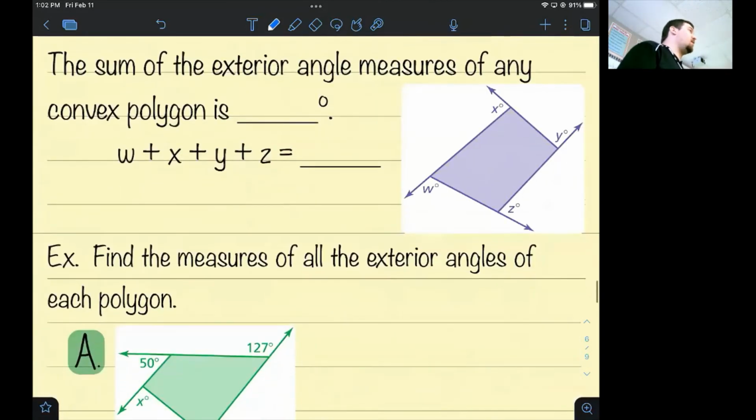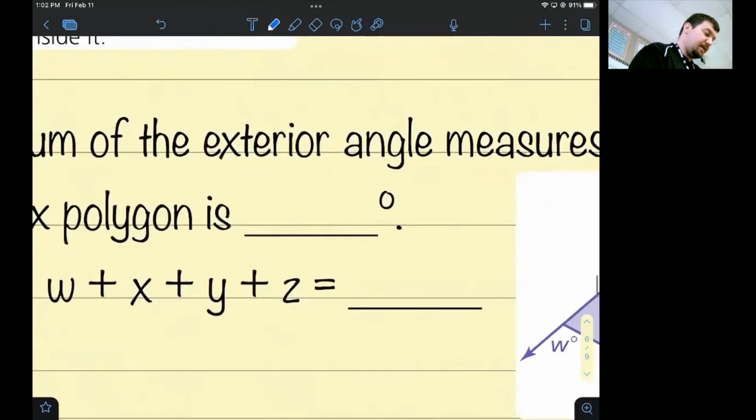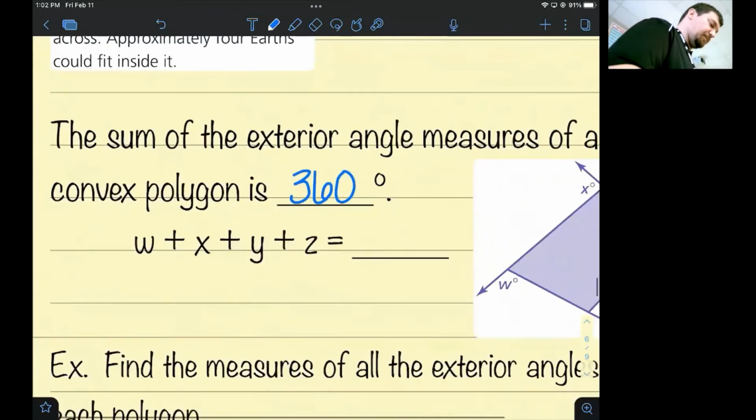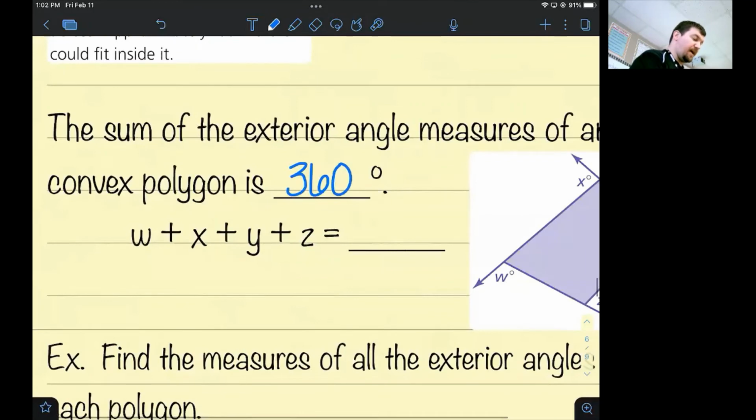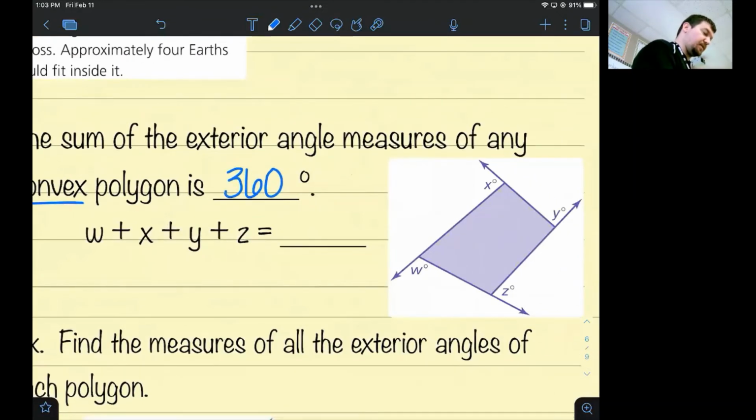All right, the last part of our notes: the sum of the exterior angle measures of any convex polygon is 360 degrees. The polygon has to be convex, not concave. It's not true with the interior angles, but the exterior angles, that has to be true. It's got to be convex, which all of them will be on tonight's homework when you're doing the exterior angles. And so W plus X plus Y plus Z would have to add up to 360.